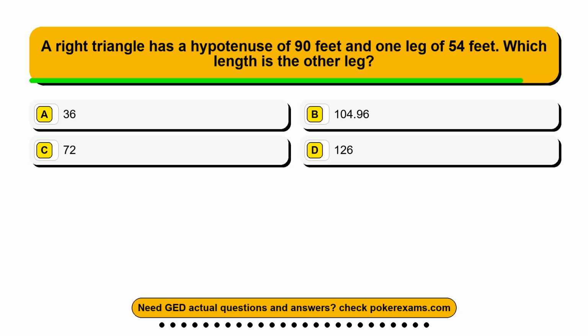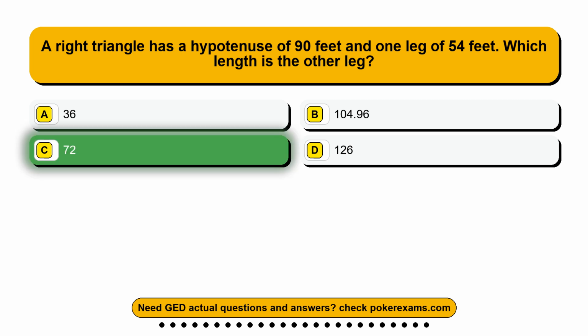Question 19. A right triangle has a hypotenuse of 90 feet and one leg of 54 feet. Which length is the other leg? Option A, 36. Option B, 104.96. Option C, 72. Option D, 126. The correct answer is option C, 72.